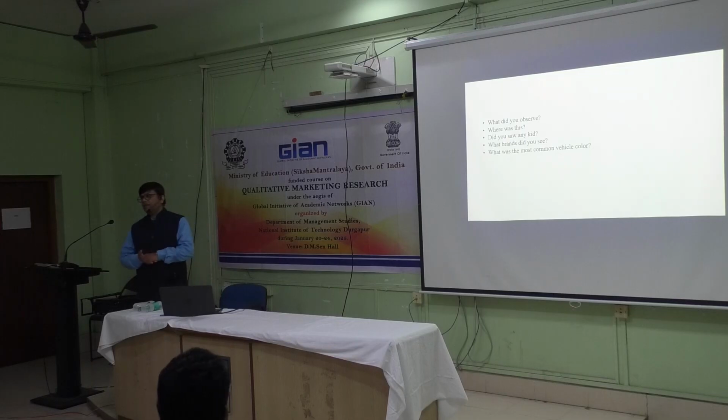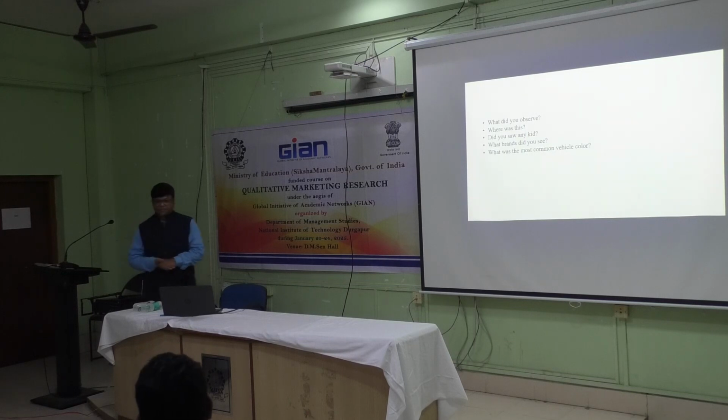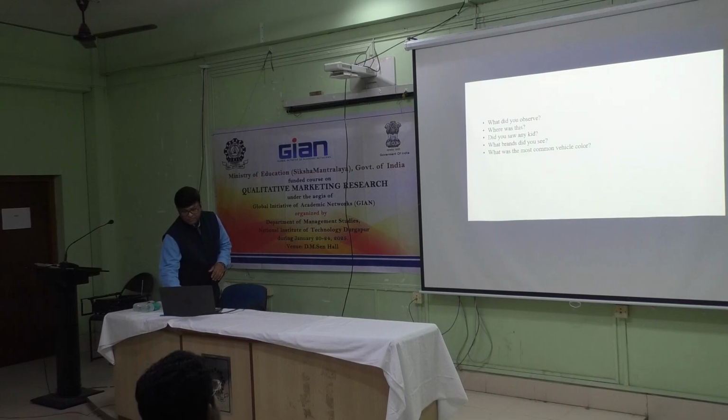What is the most common vehicle color? Because you saw a lot of vehicles passing by. Gray or black? Yeah, it was more of a grayish color rather than black. The dresses were mostly very casual.